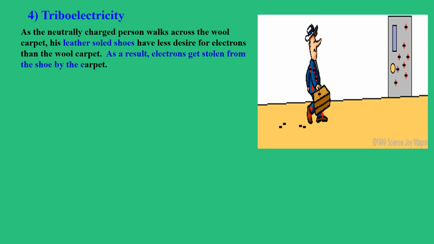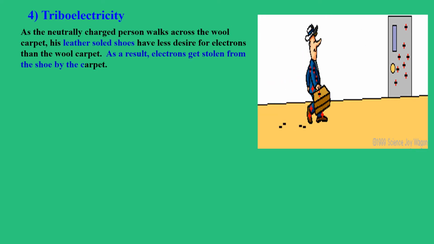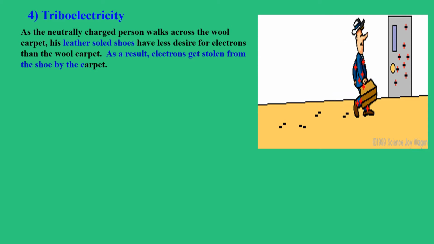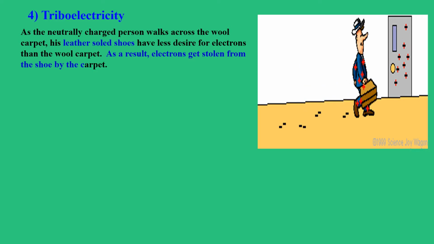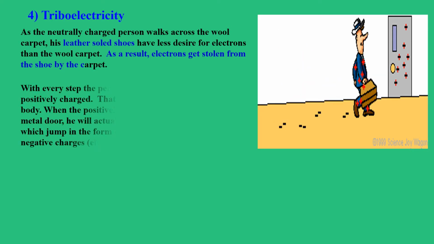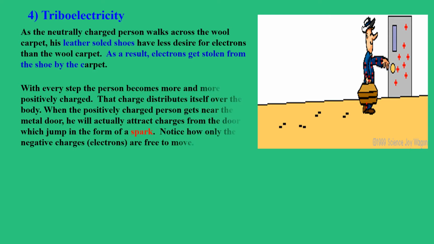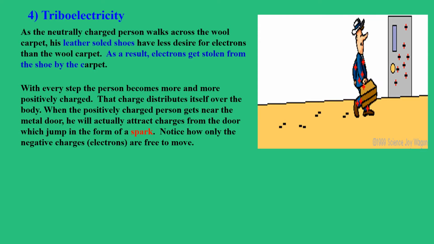The fourth example is on triboelectricity. As the neutrally charged person walks across the wall carpet, his leather-soled shoes have less desire for electrons than the wall carpet. As a result, electrons get stolen from the shoe by the carpet. With every step, the person becomes more and more positively charged.